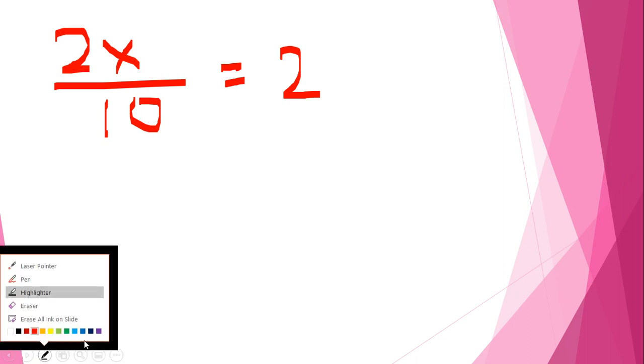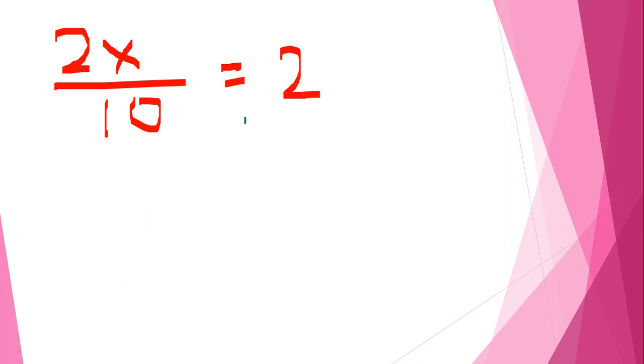Finally, before we go, we have another equation, slightly different: 2x divided by 10 equals 2. Now, whatever equation you get, you really need to go back to the basics. And the basis is the inverse. If you can understand inverse and work with inverse, there is no equation that will be difficult for you.